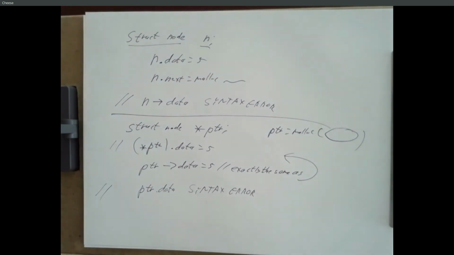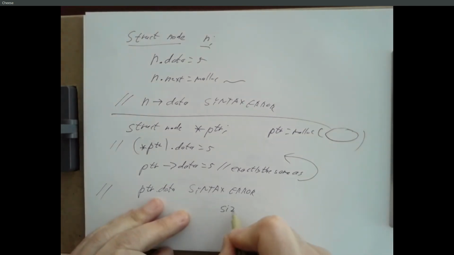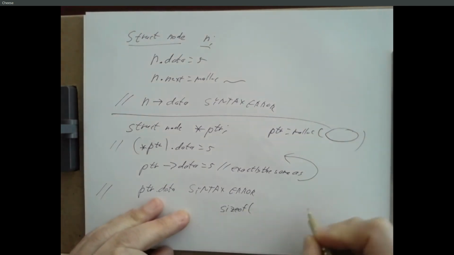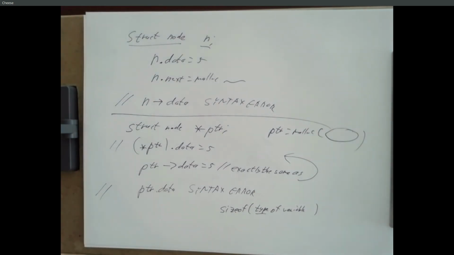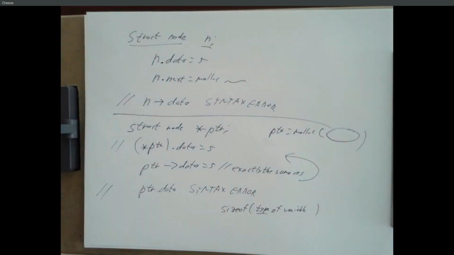We don't really want to put in magic numbers because those change over time. So the preferred way is to say sizeof, parentheses, and then we want to list a type of variable. Avoid putting in the name of an actual variable. I wouldn't say ptr, I would say sizeof struct node, right? If I wanted enough space for a struct node, I wouldn't say n, I'd say sizeof struct node.